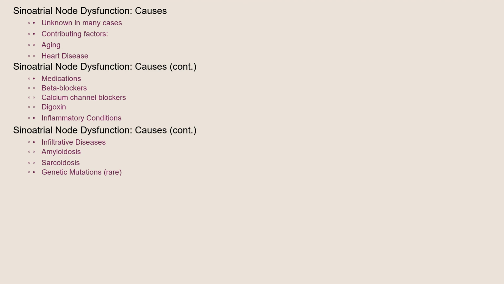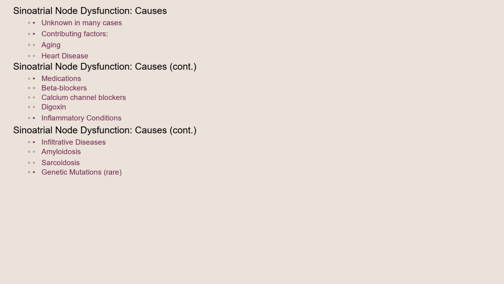Let's get started. So, what causes sinoatrial node dysfunction? In many cases, the exact cause remains elusive. However, several factors can contribute to its development. These include aging, as the sinoatrial node can naturally degenerate over time. Heart disease, such as coronary artery disease, heart failure, and valve disorders, can also damage the node or its surrounding tissues.